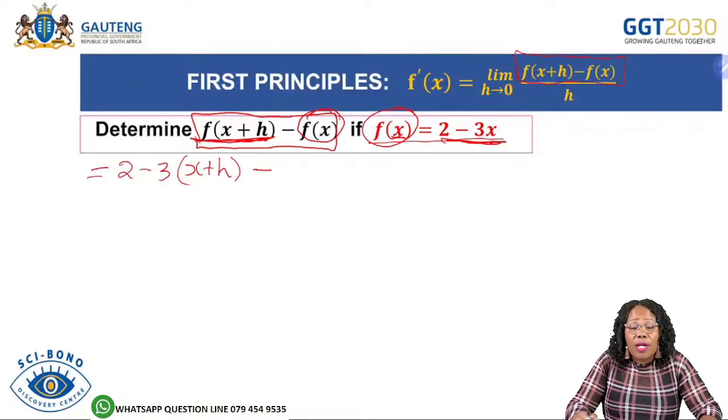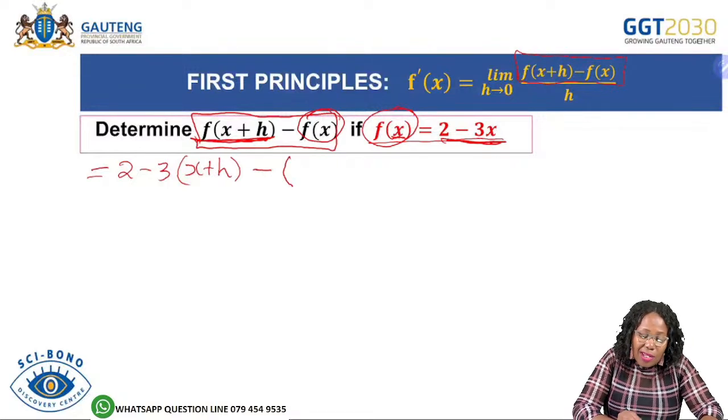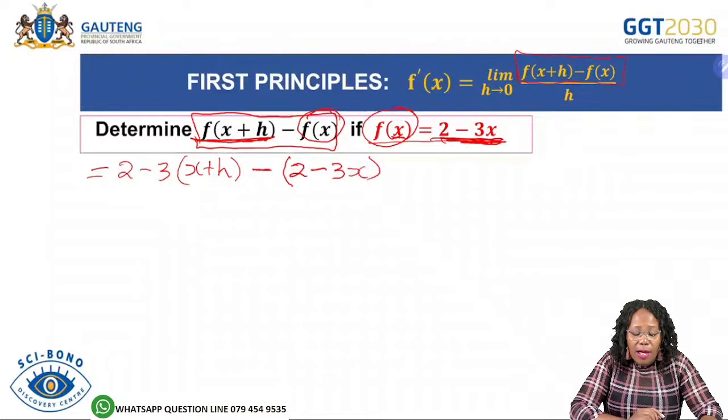Because we are having two terms, we are going to put in a bracket there, because this negative here will have an impact on this particular f(x) value, which is 2 minus 3x. That is our f(x). This is f(x + h). That is your f(x).